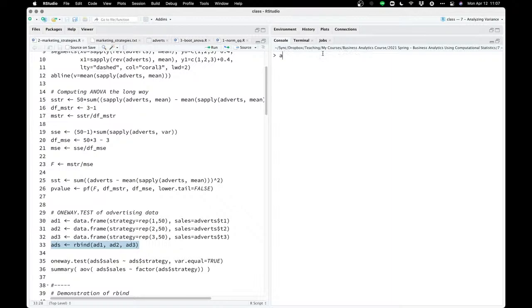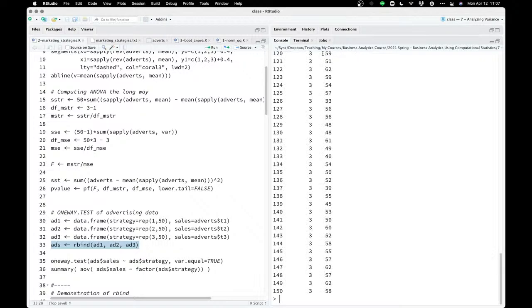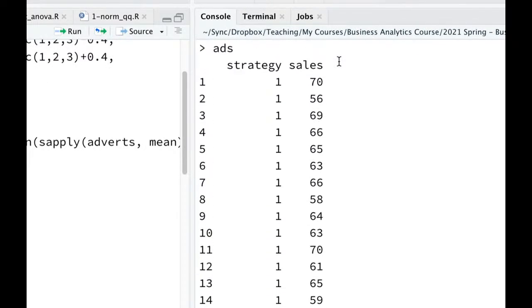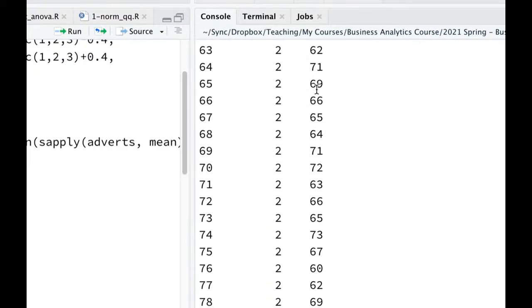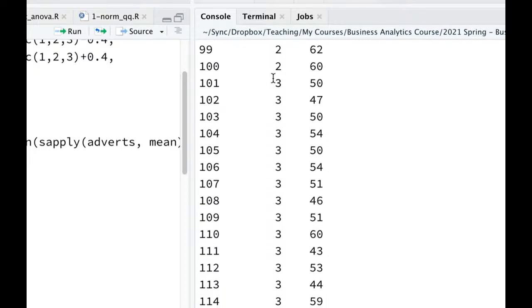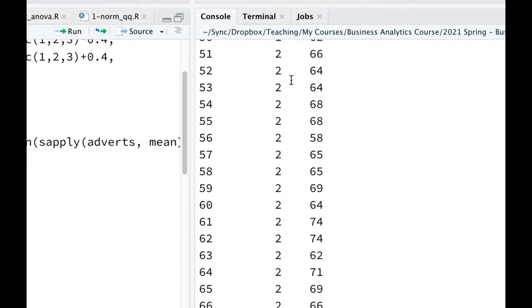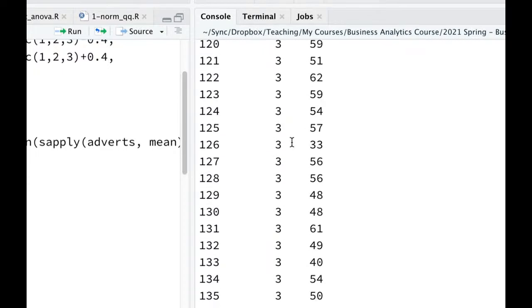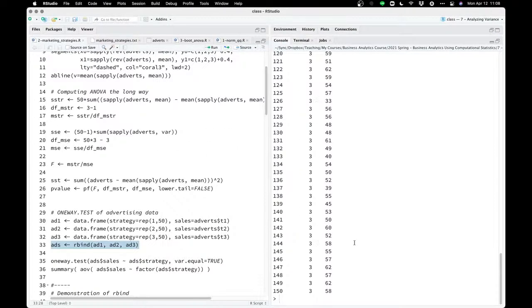When we bind them together like that, then ads becomes a huge data frame with exactly the form we want. 2 columns. One is the treatment number or strategy, and the other is the sales for that strategy. Okay, so now it's treatment 2, and now it's treatment 3. You can see where they cross over. All right, at 50, at 100, they cross over to the next one. Okay, all the way down to 150.